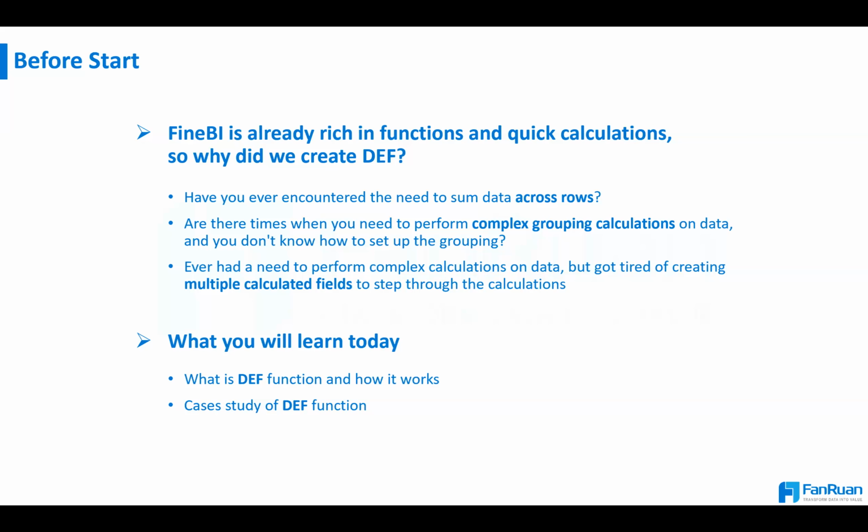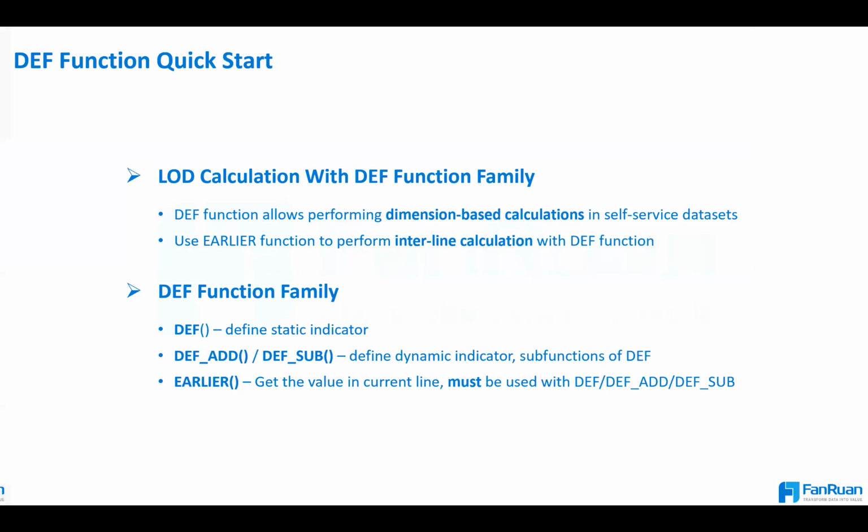The def function system contains a series of functions. It includes the def function for creating static indicators, and def add and def sub functions for creating dynamic indicators. There is also the earlier function for getting the value of the current computed row, so you can do cross-line calculations. In today's session, we will go over each function and the calculations behind them.